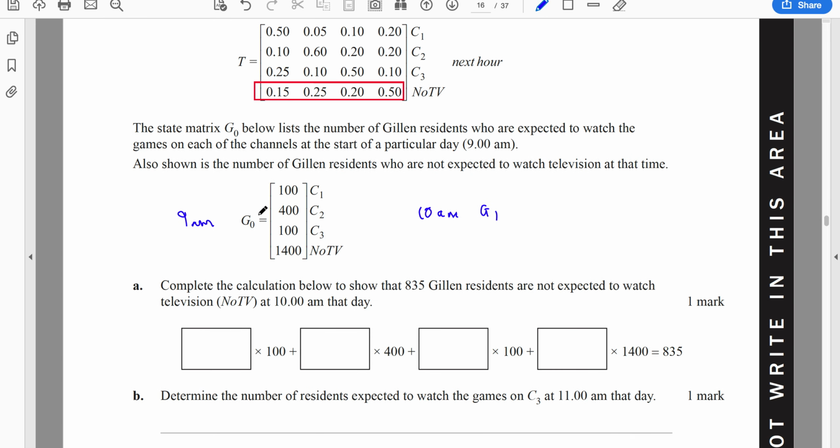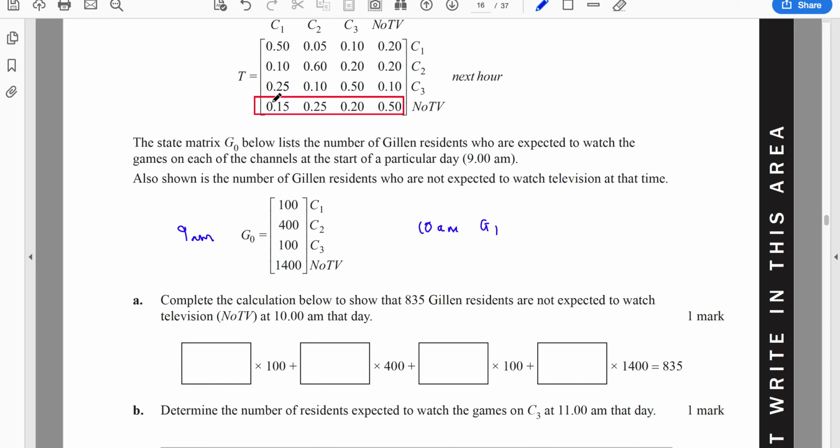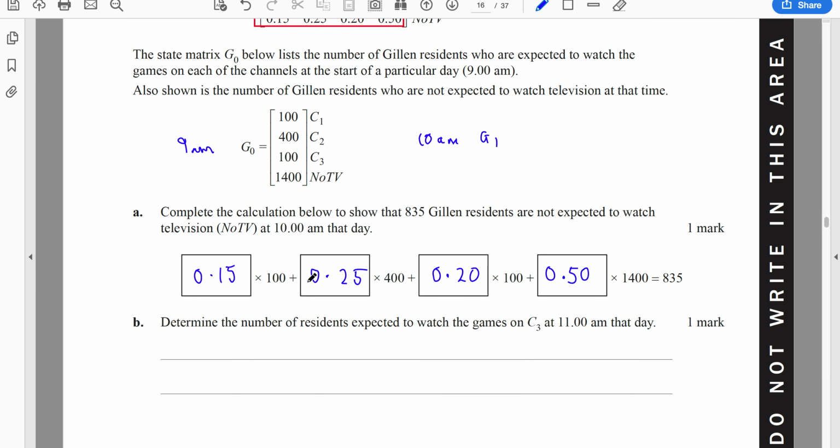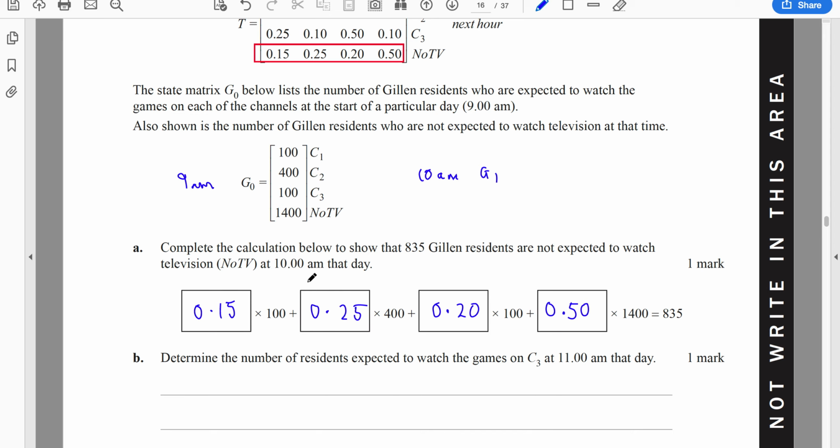And so if we have a look at that, it's going to be 0.15 of C1's value. So in other words, 0.15 of 100. It's going to be then a quarter, or 0.25 of C2's value. So 0.25 by 400, you'll notice that's already there. It's then going to be 20% or 0.2 of C3's value, which is 100. And then it's going to be 0.5 or half of the no TV value, which is 1400. And of course, we could do that calculation if we wish.